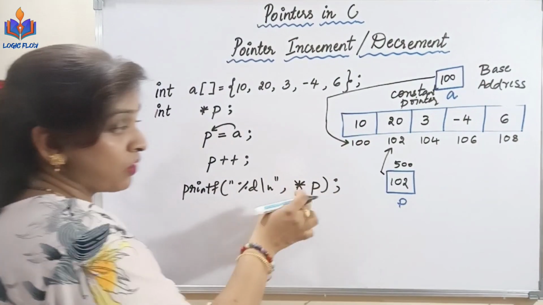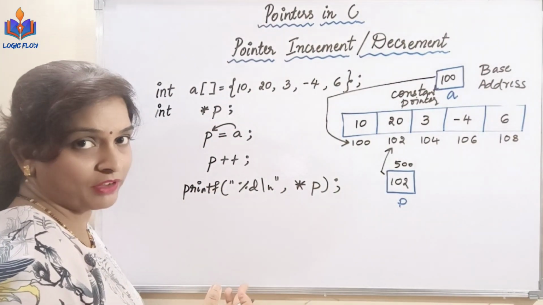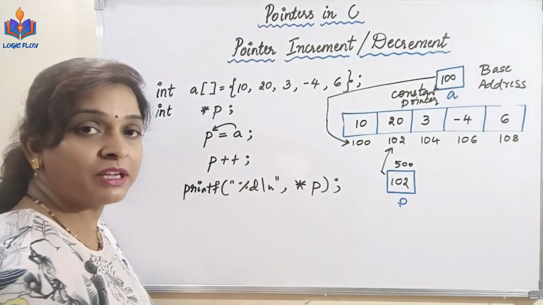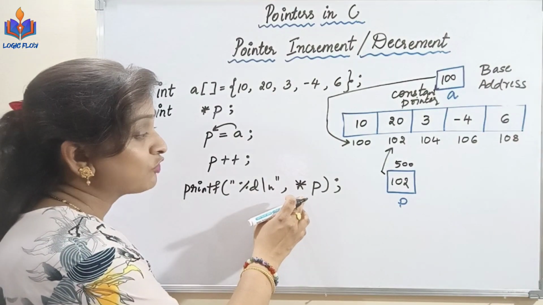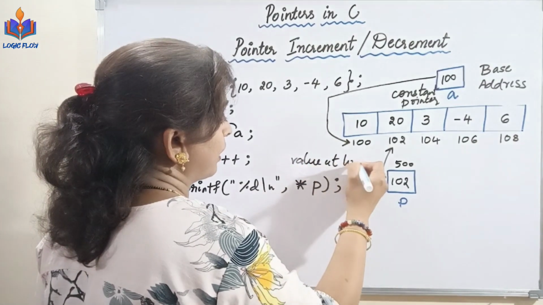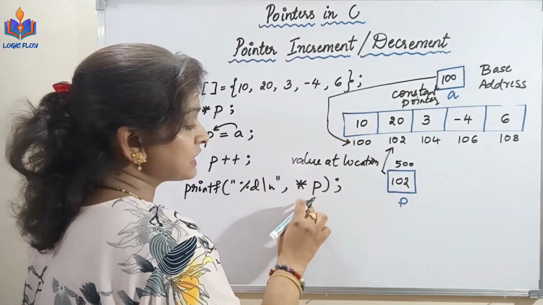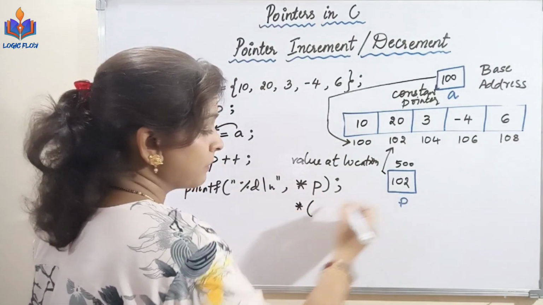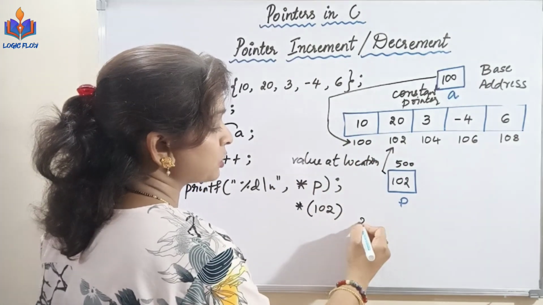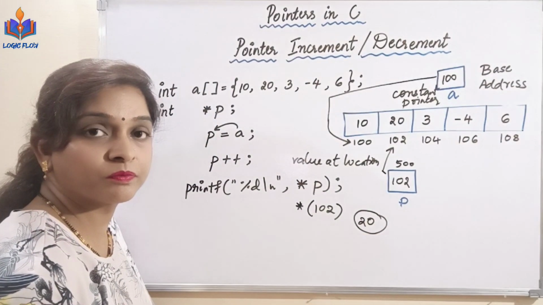Now observe, asterisk used in the declaration represents that it is a pointer variable, to tell the compiler that it is a pointer variable. Asterisk when used in statements, or in the initialization, acts as value at location. So what is the value at this location? Asterisk P, P is 102. What is the value at this location? It is 20. So if I print asterisk P, it is going to print 20.